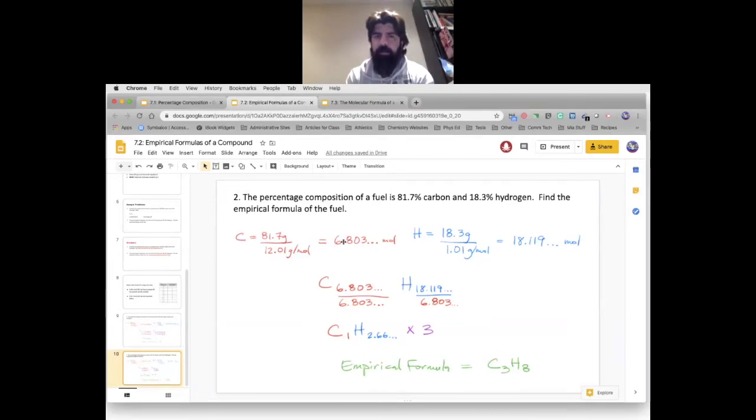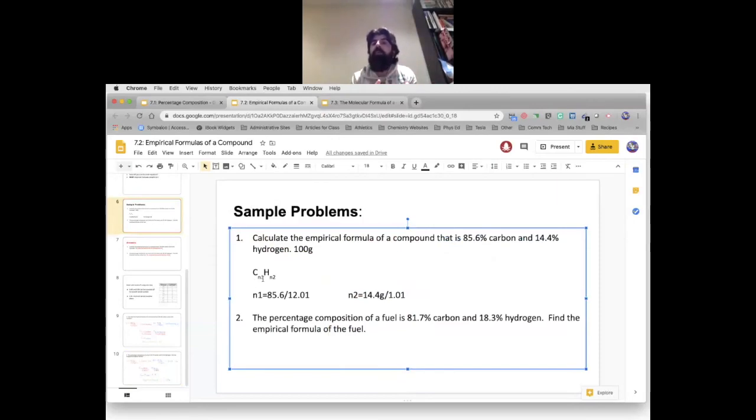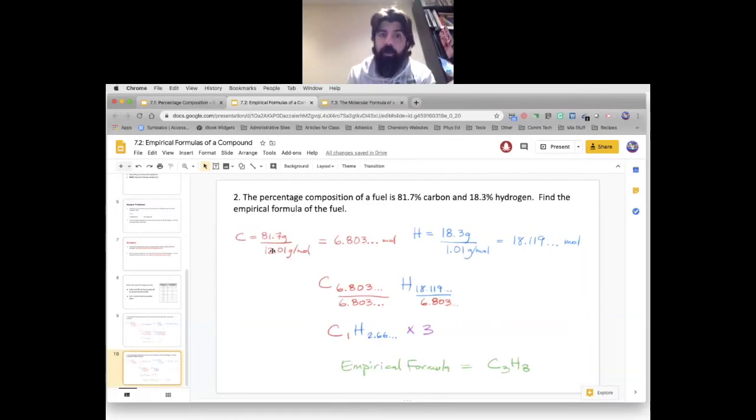Okay, in sample problem number one, we take these percentages and we make them grams. So we've got 81.7 grams of carbon and 18.3 grams of hydrogen. We divide each by its molar mass. Because remember, what are we trying to do? We are trying to find the N values, the numbers of moles in that empirical formula. And that's what we're doing with this calculation of little m over big M, mass divided by molar mass, and we get the N value. So we take those N values and they now represent the subscripts of our empirical formula.